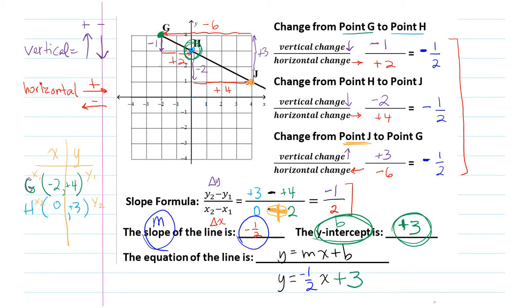If my y-intercept would have fallen below the x-axis, say it was down here, I would have said it's negative 3, or minus 3 in my equation. But this positive 3 shows my y-intercept is above the x-axis. Okay? That concludes our C notes for writing an equation from a graph.